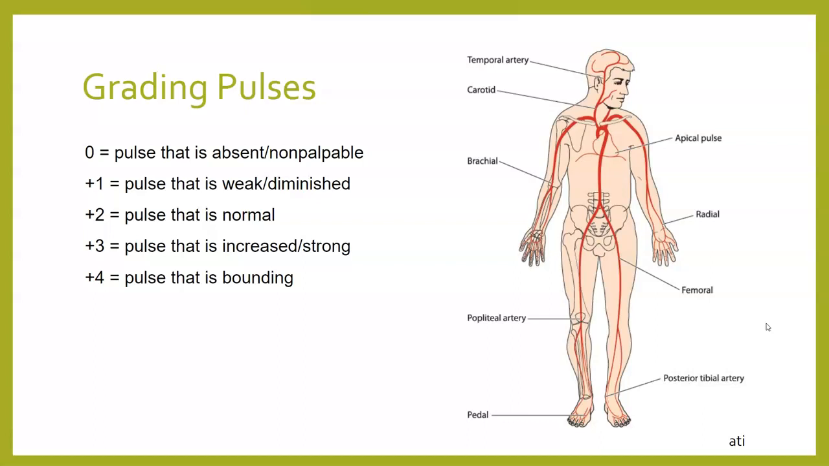So +2 is normal. 0 is they don't have pulse, or is no palpable pulse at least. 1 is pulse that is weak or diminished. +3 is a pulse that is increased or strong. And then 4 is a pulse that is bounding. So it's just important to remember this. You'll get used to feeling different grades of pulses once you get to clinical and start doing it in practicum. But just make sure you know what each grade means.